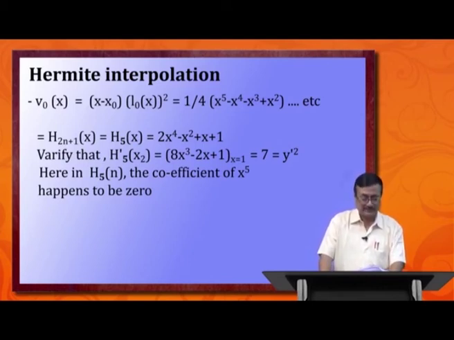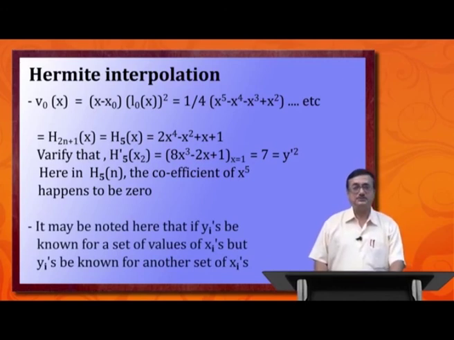Here I should mention one point: if yi are known for one set of values of x, but yi' are known for another set of x's, then the problem of finding phi(x), which will interpolate both the values of y and y', is really a problematic one, and there is no such formula.